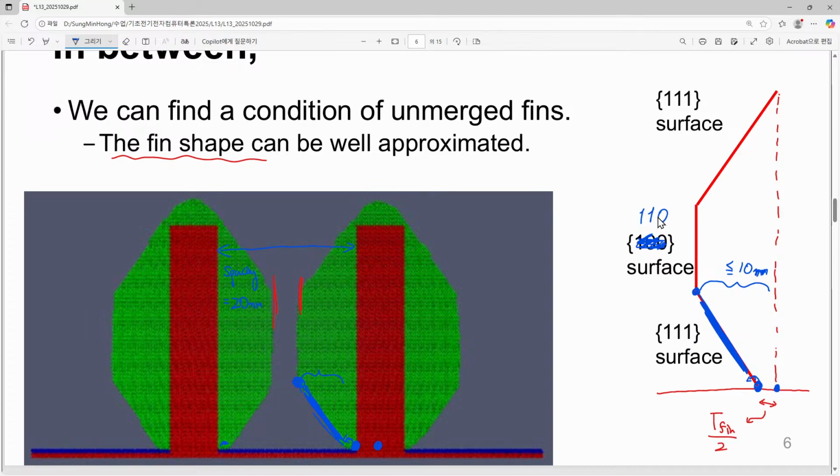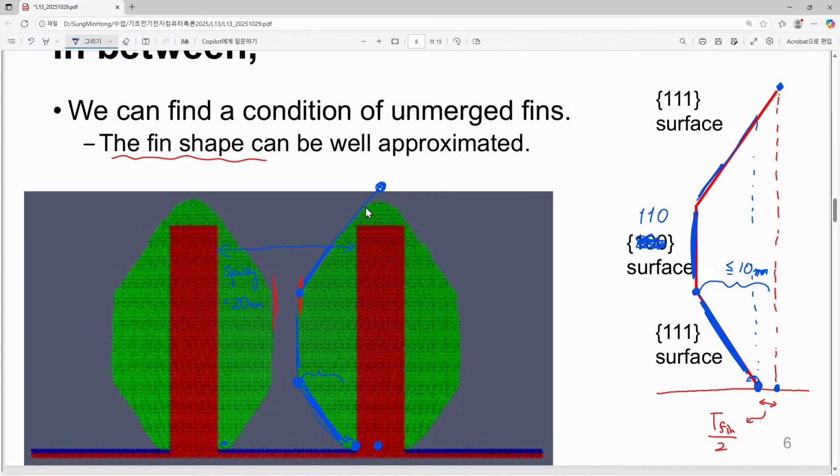So we have a 110 surface. Now we have this vertical line, and after that we have to come back. Here we have another one with the same slope, and it will be kept till the end of our fin center. So this is corresponding to this one.